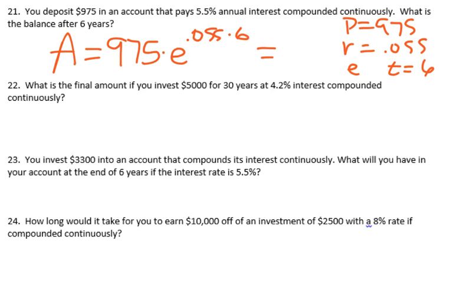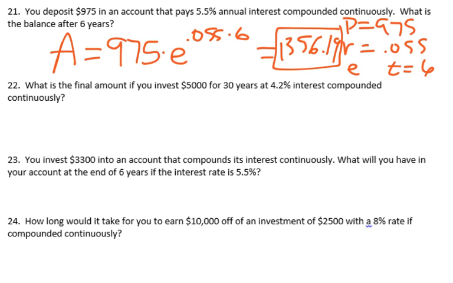Type that in your calculator using the variable E, and we get our answer. So 975 times E to the 0.055 times 6. We end up with 1356.19. Okay, not too bad for 6 years.